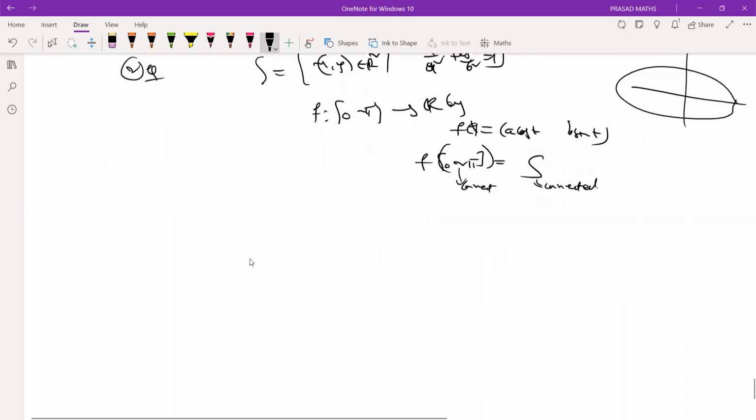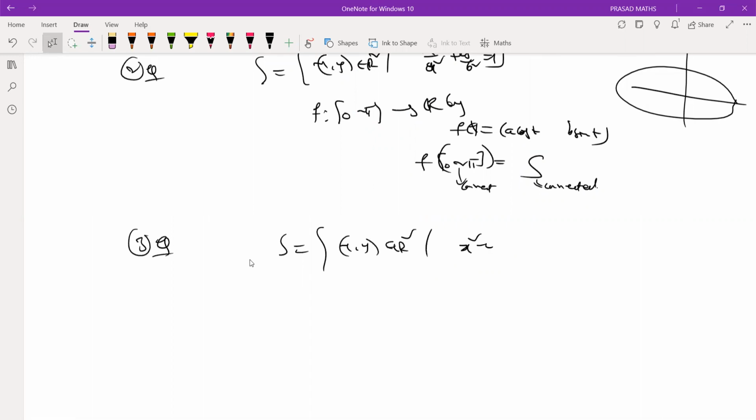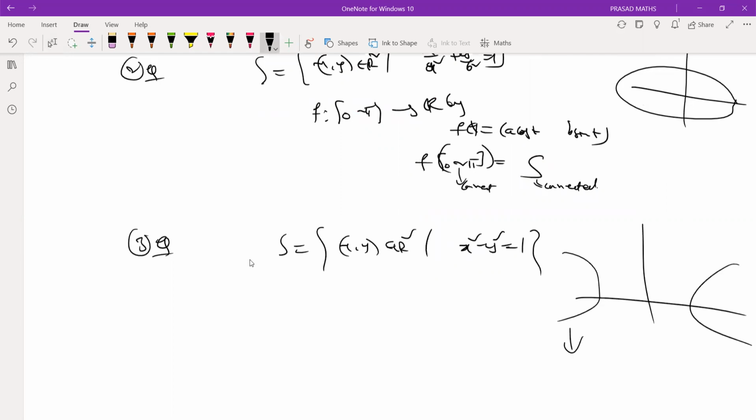Right? Suppose you take a hyperbola. Is it connected? The answer is no. Because it has two pieces, one piece on the left side, one piece on the right side. Therefore, it is not connected. By looking at the graph, we can easily say that it's disconnected. Right? Suppose you take this. How can you prove it analytically?